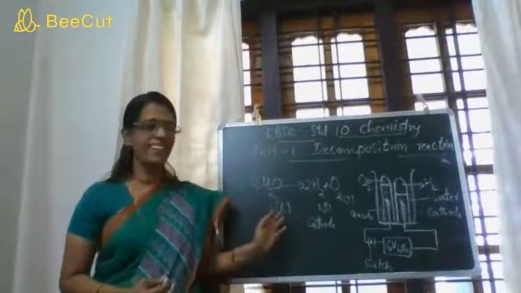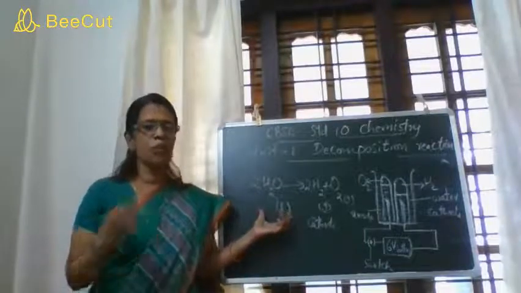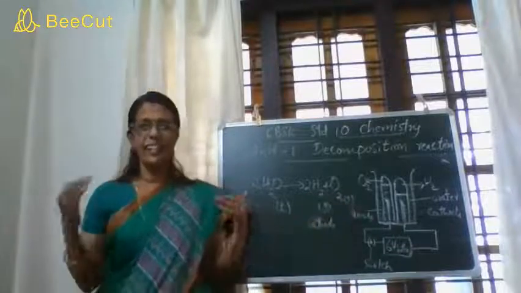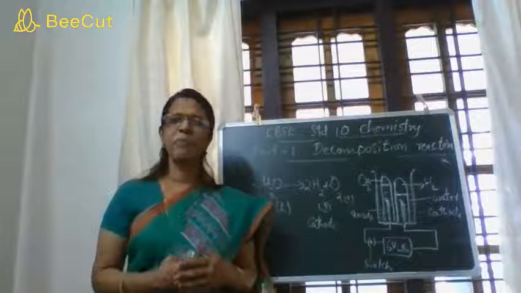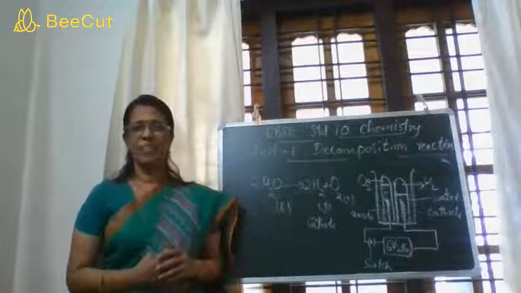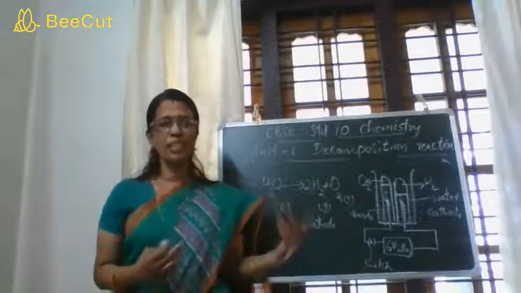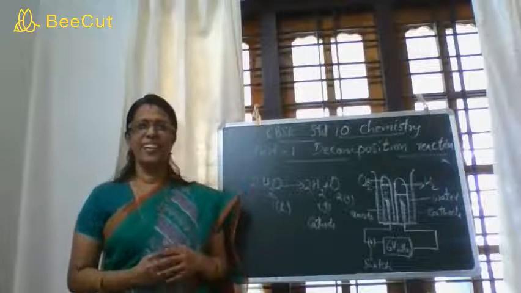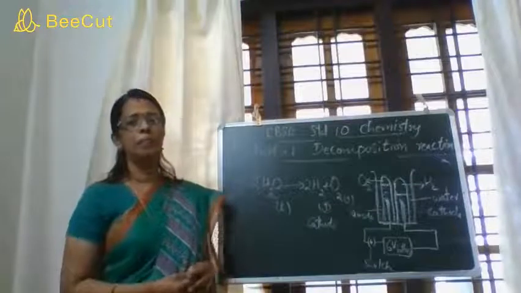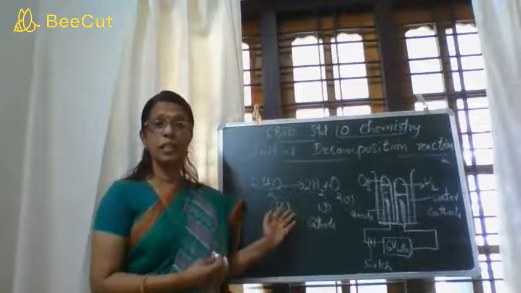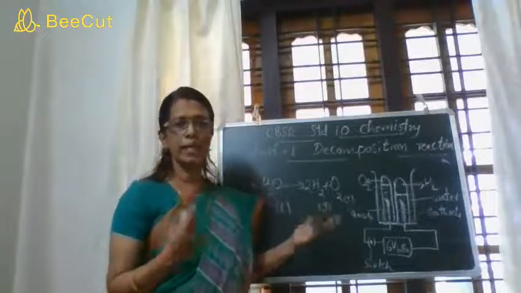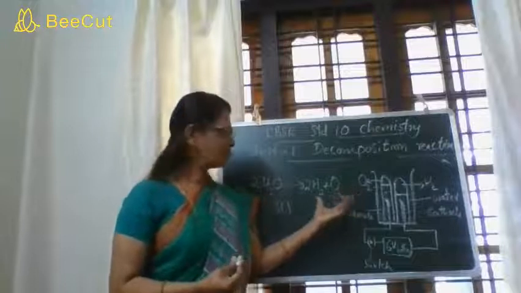What is the chemical reaction here? Here the chemical reaction is water split into its components, that is hydrogen and oxygen. This is a decomposition reaction, and this is taking place with the help of electricity. So it is also called electrolytic decomposition. In the previous examples we have studied thermal decomposition. Here it is an electrolytic decomposition. What happens when electricity is passed through water? We can say that it splits into two gases. They are hydrogen and oxygen.